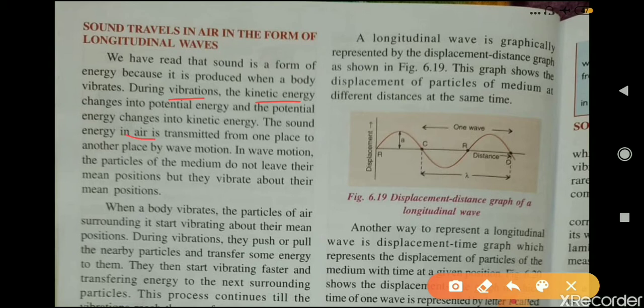The sound energy in air is transmitted from one place to another, which means it propagates in the form of wave motion. Now, in wave motion, the body is vibrating, and the particles of the medium surrounding it do not leave their position. They only vibrate about their mean position. In this way, wave motion is produced.